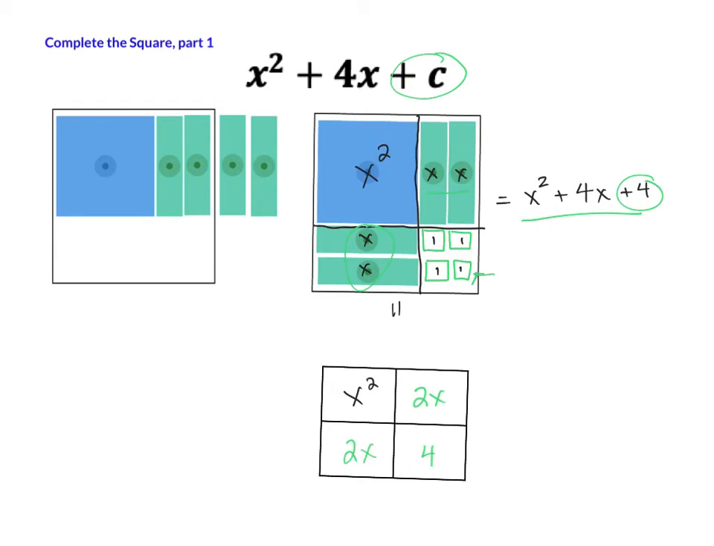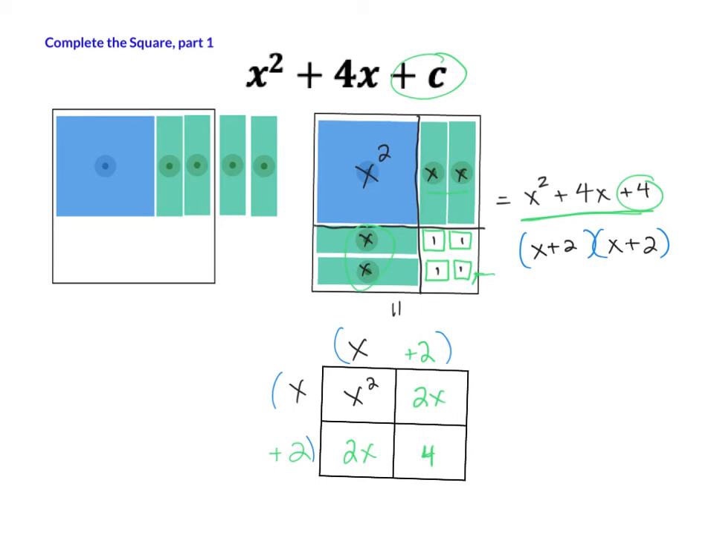What times what is x squared? X times x makes x squared. And if you're going to factor this, this is going to be a 2 because 2 times x is 2x. And then a 2 here as well because 2 times 2 is 4. And it's a positive 2 and a positive 2. So this is the trinomial in standard form. But now that you have this, you can write it in factored form as well. Factored form just means writing it as factors.